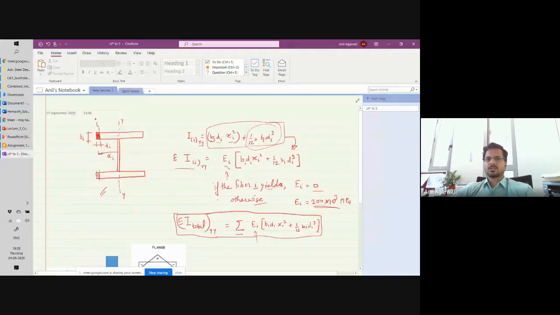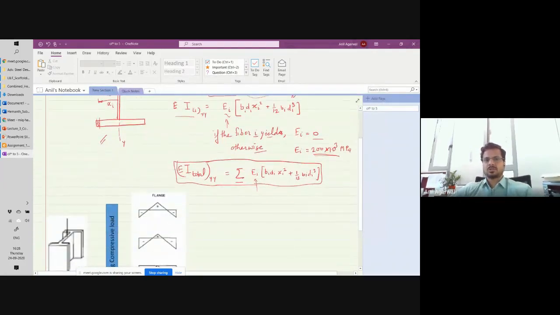So this is the catch. Now we use this EI total, and the column capacity will be P critical is equal to pi square EI total by L square.